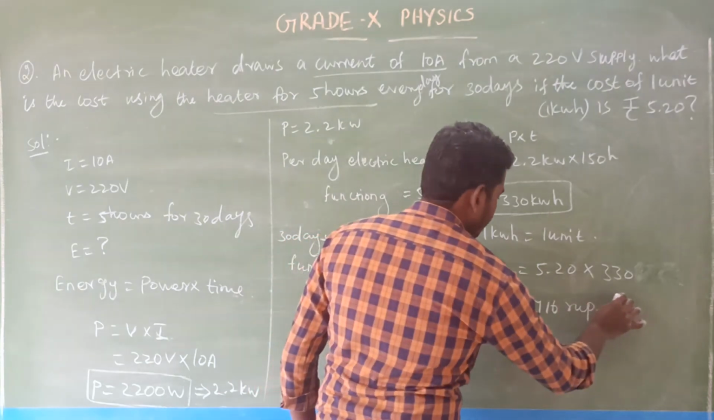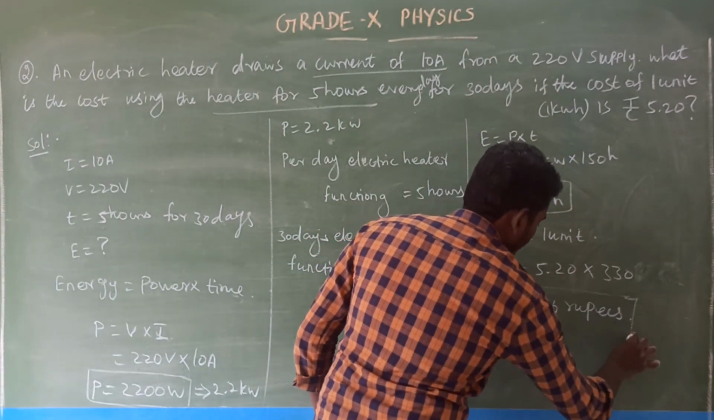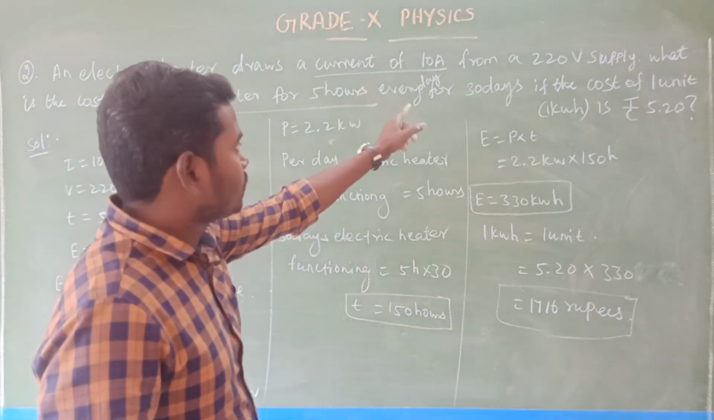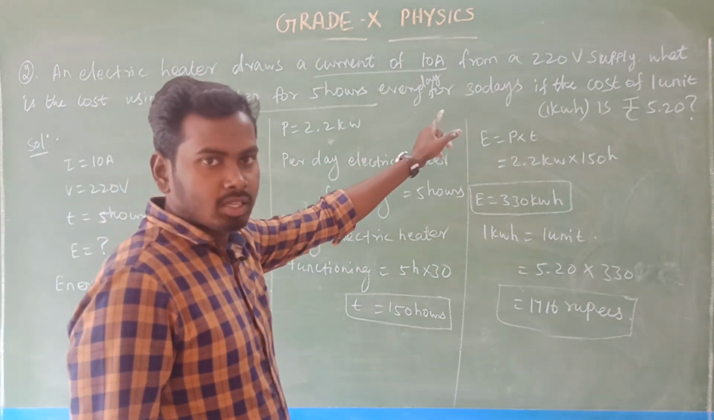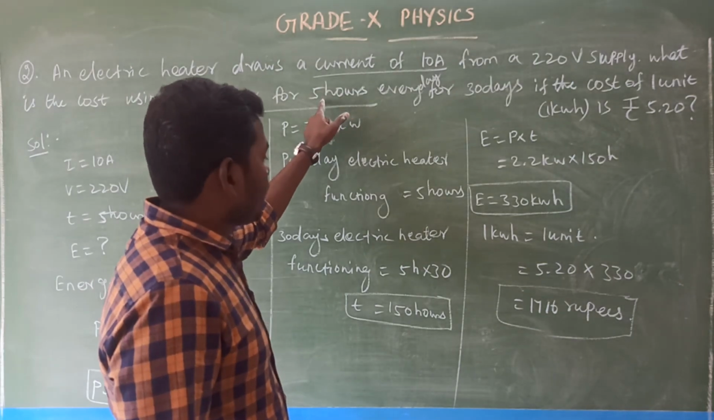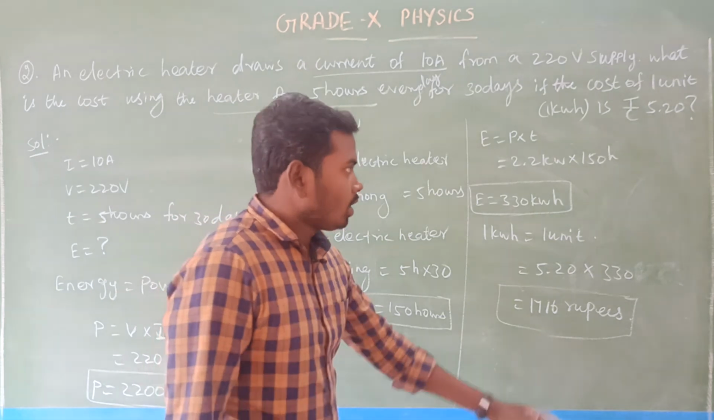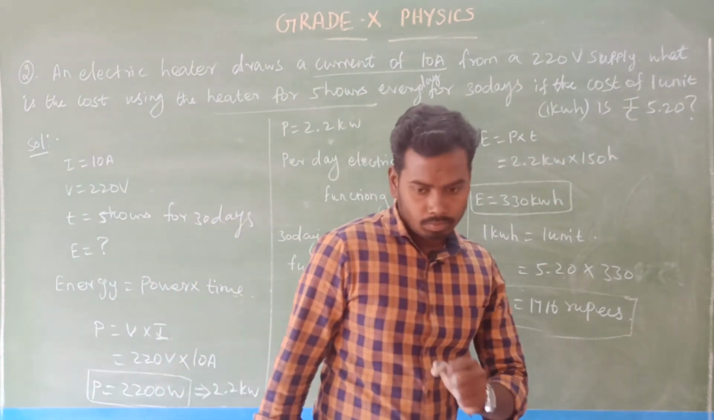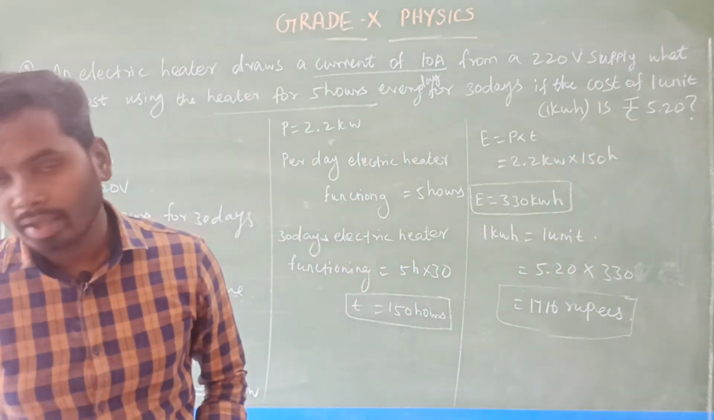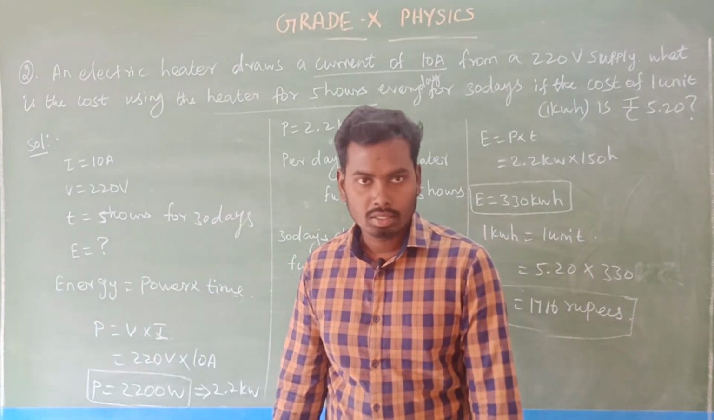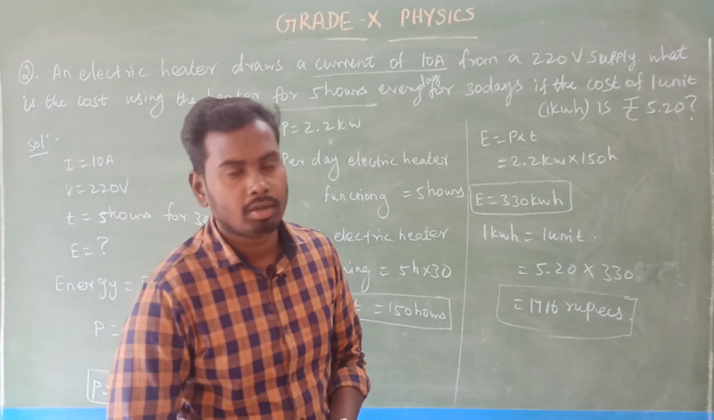Here the cost is how much? Here the cost at the end of 30 days, if it is used every day for 5 hours, is 1716 rupees. That's all. Okay, on the basis of 1 unit charge being 5.20 rupees, students. Very easy, students. This is how you need to solve numericals.